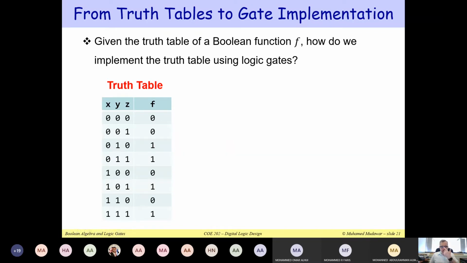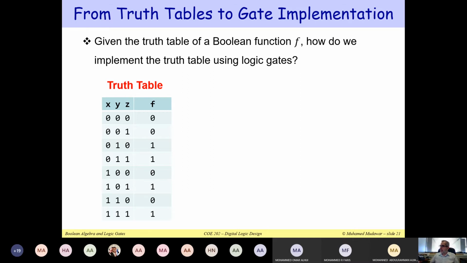Now, from this table, how do we obtain an expression for the function f? Because eventually what I would like to do is design a circuit that implements this function. That's what we are after. What is given to us is the truth table, and what I need is a circuit diagram for this function. To come up with this circuit diagram, I need an expression. So how do I do this?